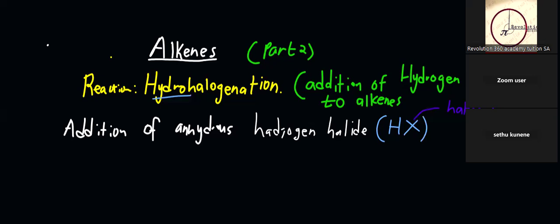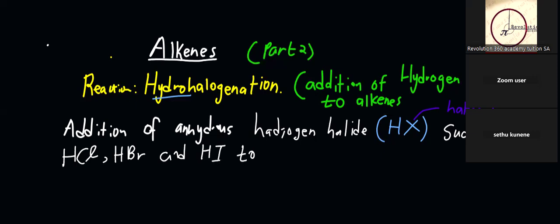Such as HCl, which is called hydrogen chloride or hydrochloric acid, HBr, hydrogen bromide, and HI, hydrogen iodide, to alkenes. I'm just giving you some basics that you must know, and then we will come to the reaction part.